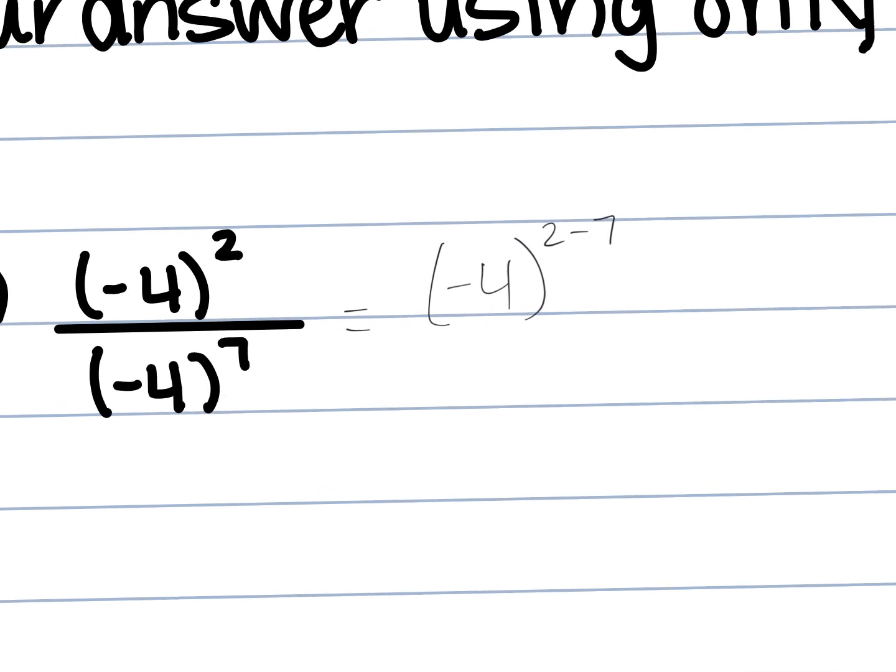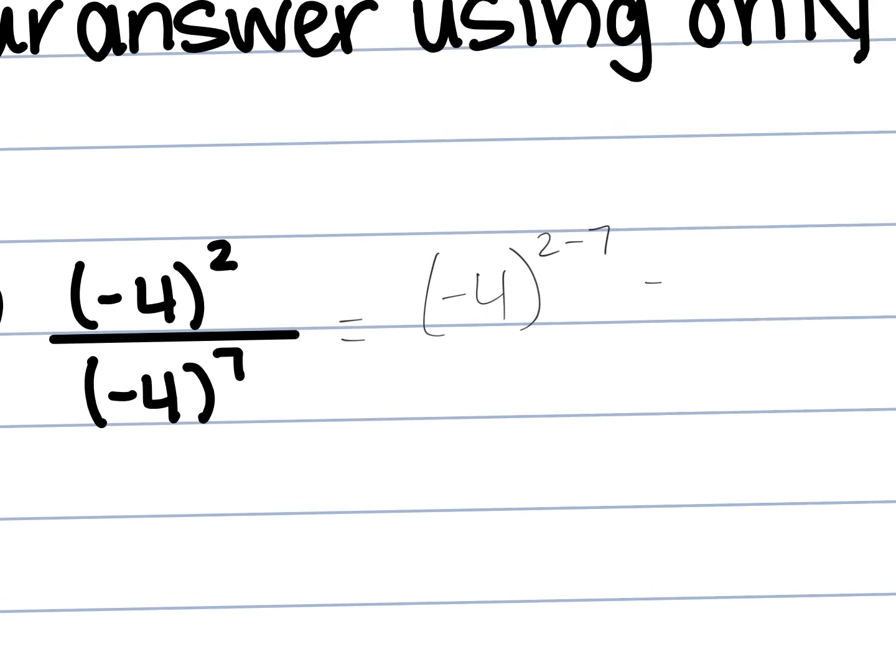What is 2 minus 7? Gage? Not 5. -5. So we have -4 now to the -5th power. Gage, this is your negative exponent example.